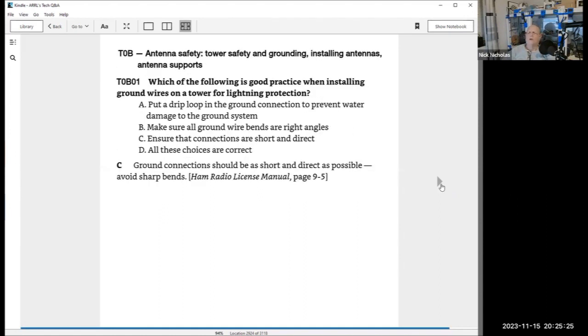Which of the following is a good practice when installing ground wires on a tower for lightning protection? My answer here is C. Ensure that the connections are as short and direct as possible. They just say short and direct. And by the way, they should be as secure, and you should avoid hard bends. Short, avoid hard bends, and as direct as you can possibly make it.